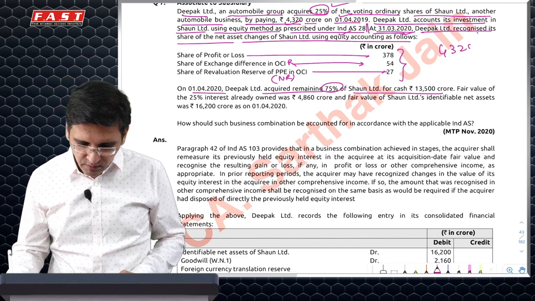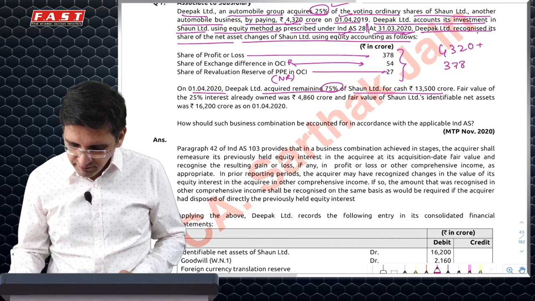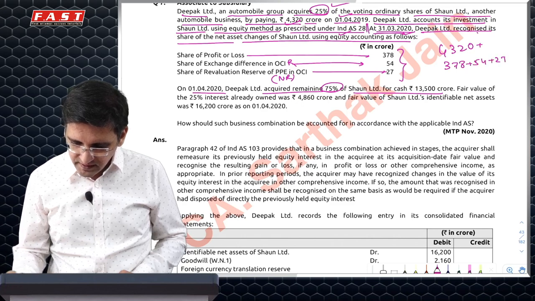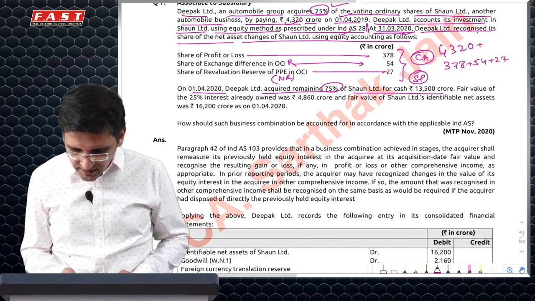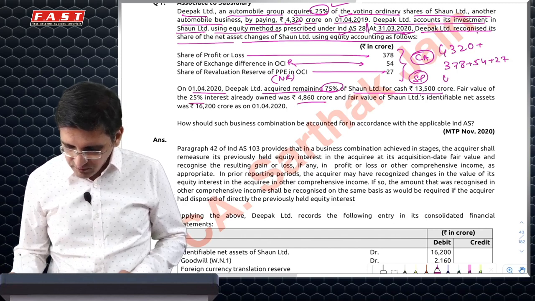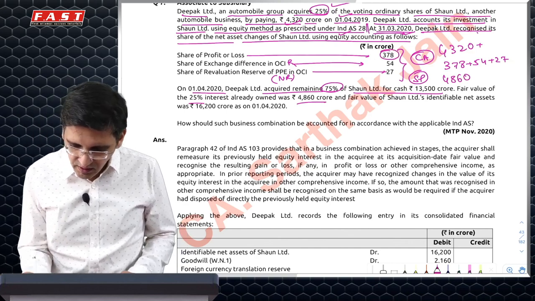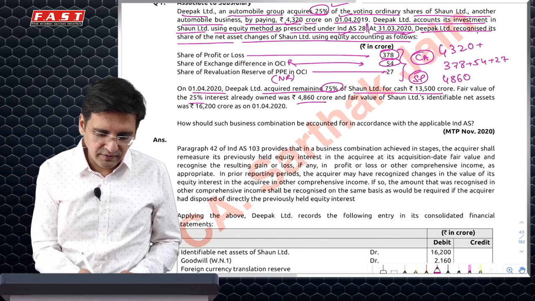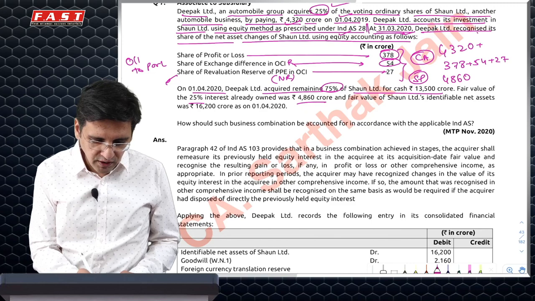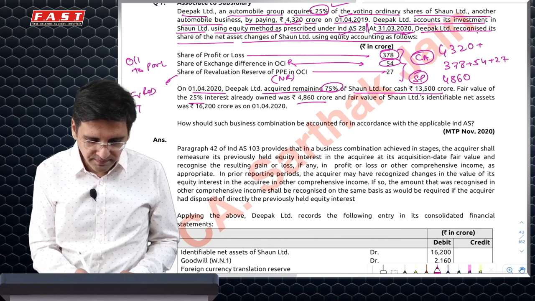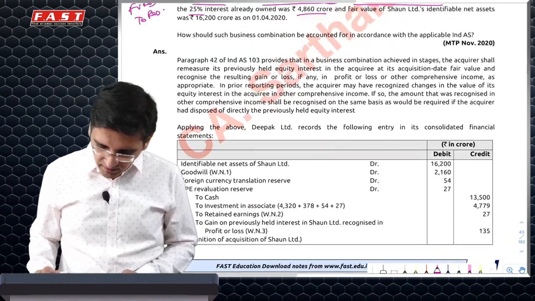It will be 4320, assuming initially there was no capital reserve, plus 378, 54 and 27. This is the carrying amount. What is the selling price deemed to be? So it says the 25% fair value is 4860. The difference will go to P&L. Plus this is already in OCI, but this will be reclassified, so we'll have to do OCI to P&L here. And here we'll have to transfer the fair value reserve to reserves of that amount. So those entries are given here.